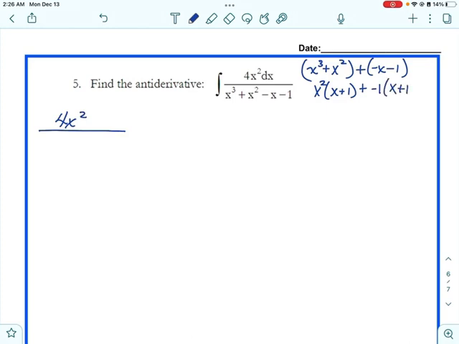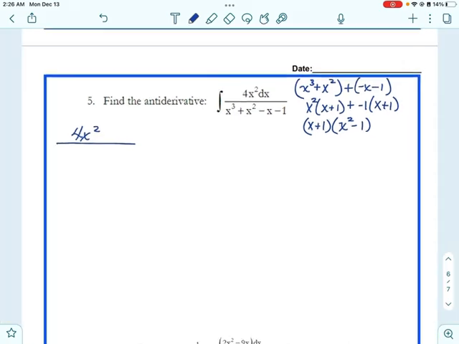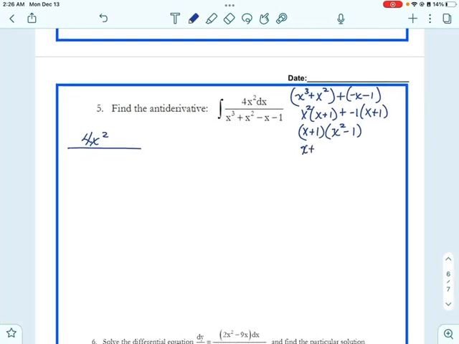I'm going to factor out the x plus 1. When I factor out the x plus 1, it leaves me with an x squared minus 1. I would continue to factor it then as x plus 1 times x plus 1 times x minus 1. And then we have our factored form.